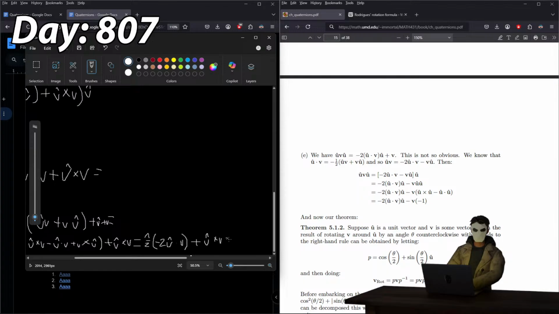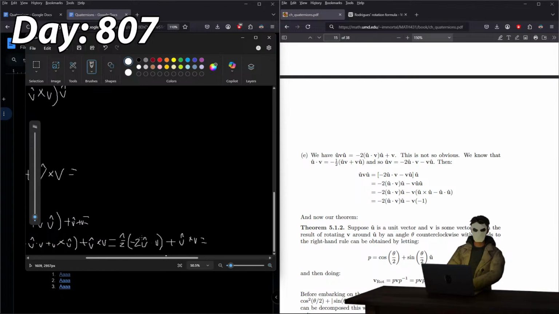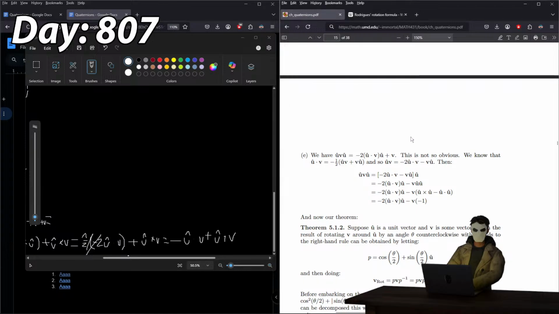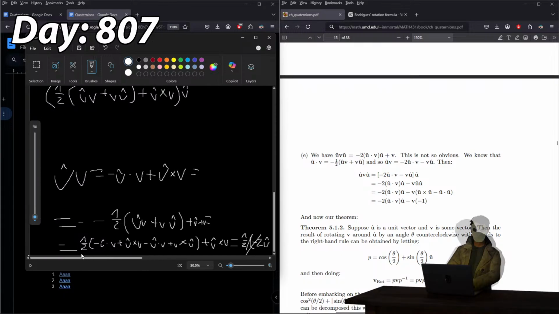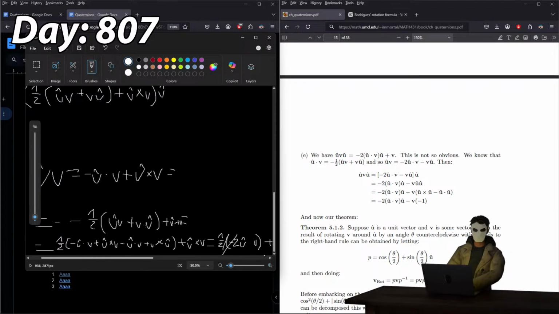I cannot help but notice that this is completely useless, because if I just cancel these two out, I just get negative u dot v plus u cross v, which is what I started with. How do you get this? How have you done that? What kind of witchcraft? You kept the vu, haven't you? You must have. Which means right here we want to keep the vu and then see what's gonna happen.